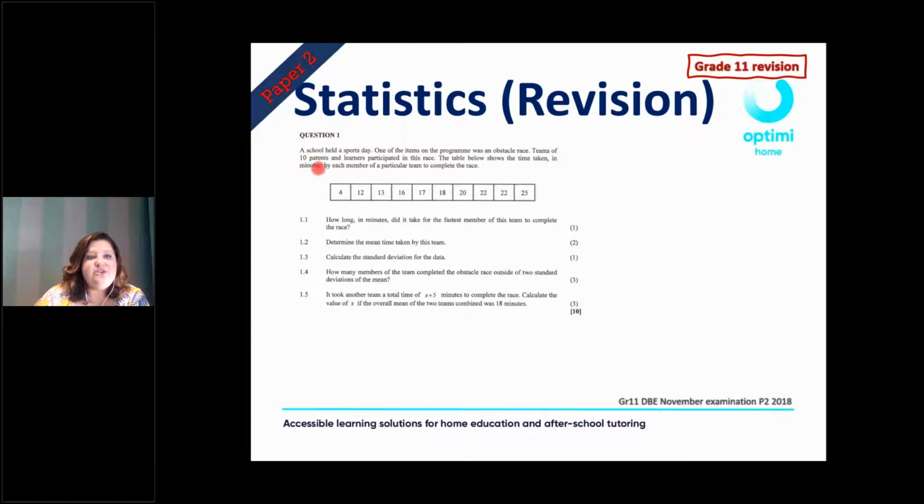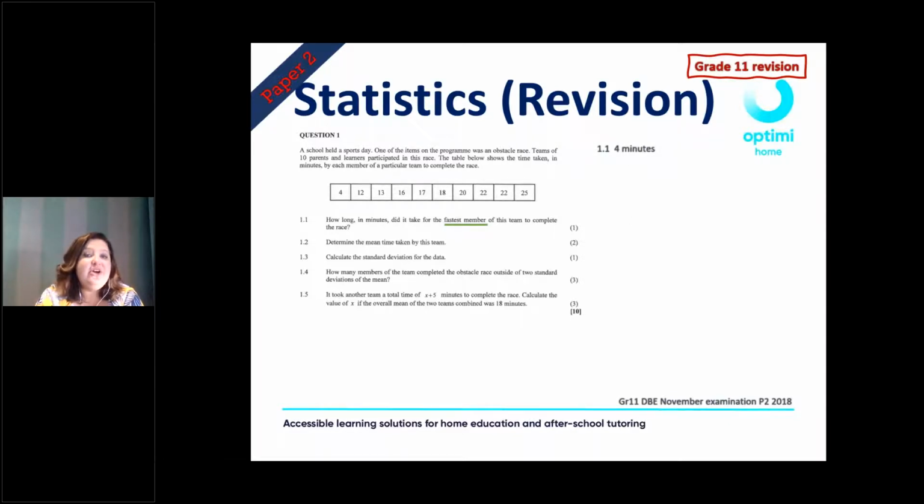So you will see that they talk about 10 members, which is 1, 2, 3, 4, 5, 6, 7, 8, 9, 10 values that is given over there. And this is each individual member's time that it took to complete this obstacle race. Now they say, how long in minutes did it take for the fastest member to complete the race? Right, so these are the times. It's very easy to see that the fastest member only took 4 minutes to complete their part of the obstacle race.